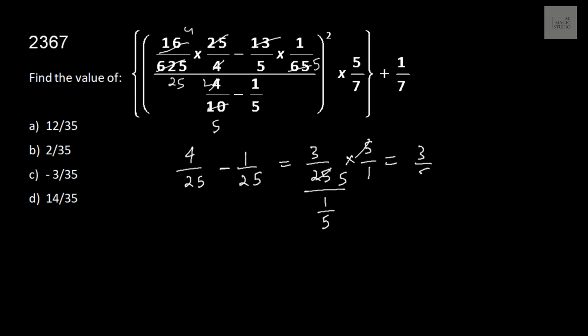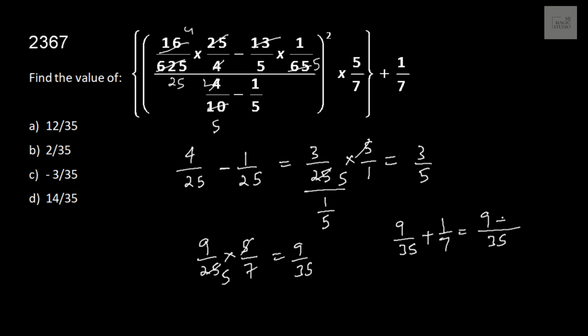3 by 5. Now this is whole square, so everything boiled down to 9 by 25 into 5 by 7, that is 9 by 35. Final answer 9 by 35 plus 1 by 7, LCM 35, 9 plus 5, that is 14 by 35. 9 plus 5, 14. Yes, 14 by 35 features in option D.